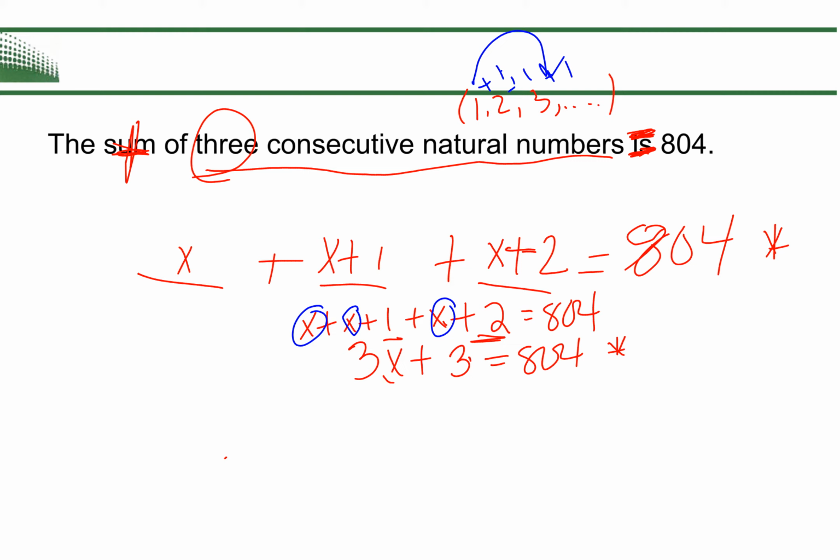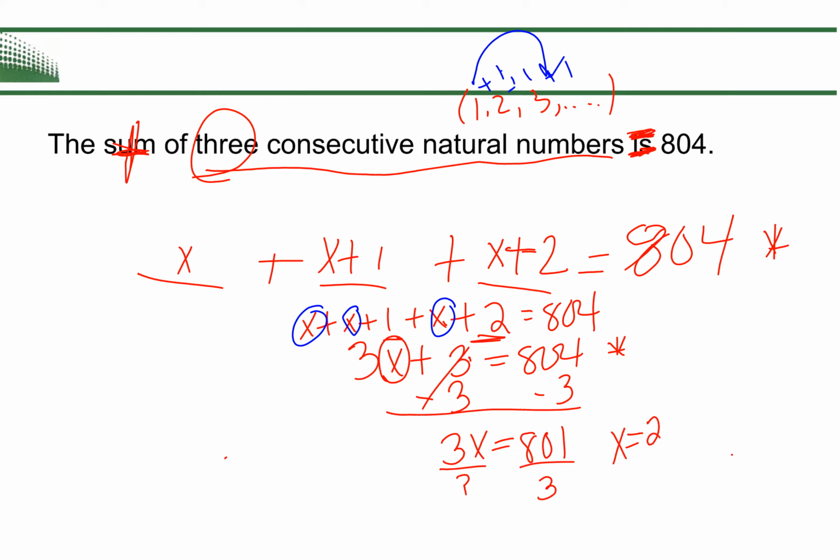Now in order to solve for this x right here, I'm going to have to subtract 3. Subtracting 3 from each side gives me 3x equal to 801, and then divide by 3. And so I got x to be 267. And so again, grab your handy dandy calculator, do 801 divided by 3, and this is how I got my 267.